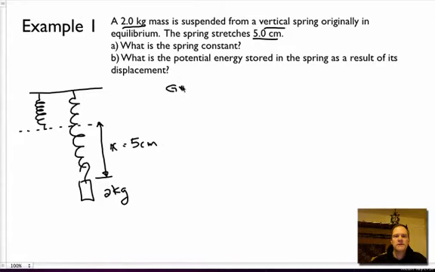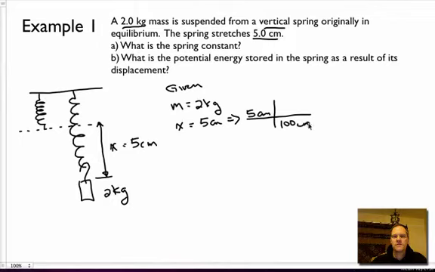So given that the mass is 2 kilograms and it's displaced 5 centimeters, and again we need to convert that to meters, so we divide by 100. So 5 centimeters, 100 centimeters in 1 meter gives us 0.05 meters. So now we have mass. So if we want to find what the spring constant is, F is equal to kx. So k then, solving for k, we end up with F divided by x.